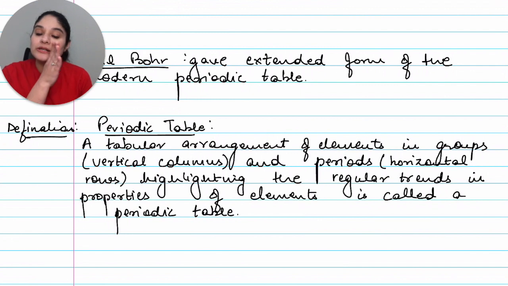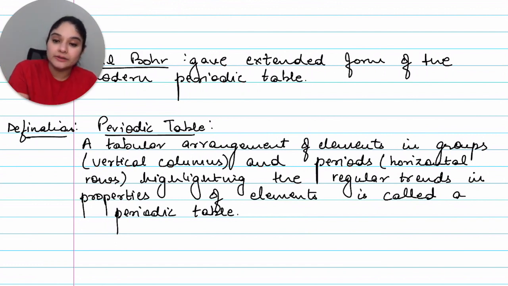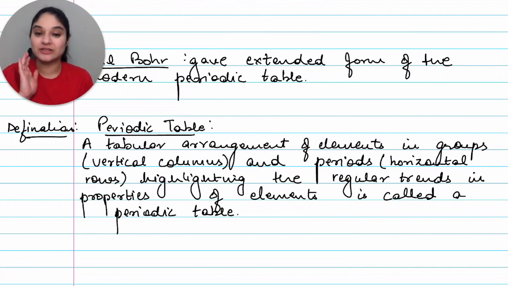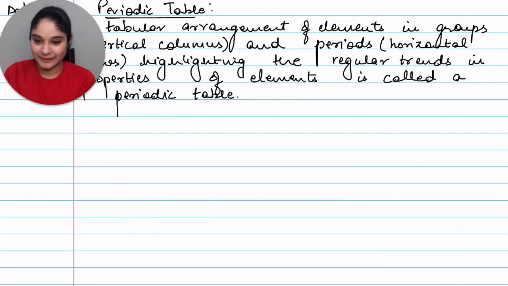A tabular arrangement of elements in groups, which are vertical columns, and periods, which are horizontal rows, highlighting the regular trends in properties of elements, is called the periodic table. So students, please don't be scared of this definition. This definition will make sense once you understand this chapter properly. Okay, so let's move ahead.